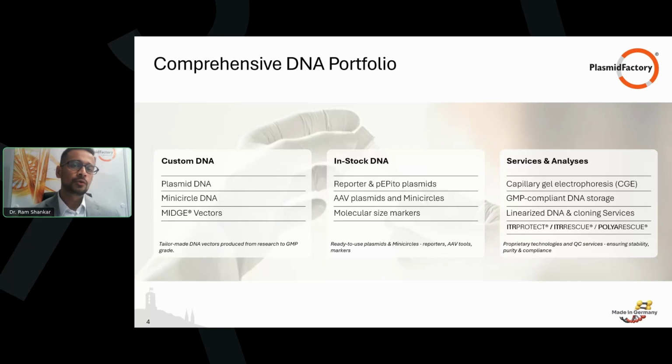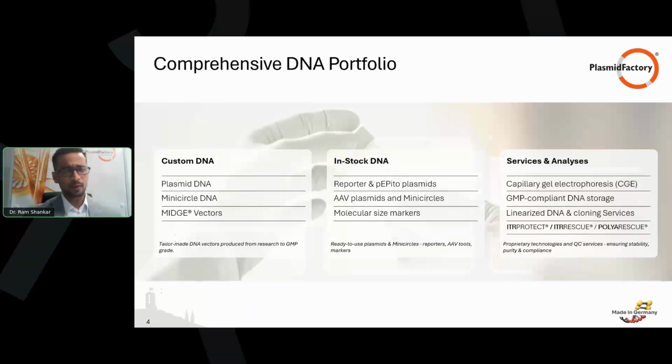And of course, we also produce minicircle DNA, which are specified to your needs and your gene of interest and so on. And apart from this, we have in-stock DNA with some reporter genes, but the most important one, the relevant one for us in this talk would be those in-stock DNA molecules that are going to help you accelerate your AAV vector production. So plasmids and minicircles that are tailor-made for AAV.